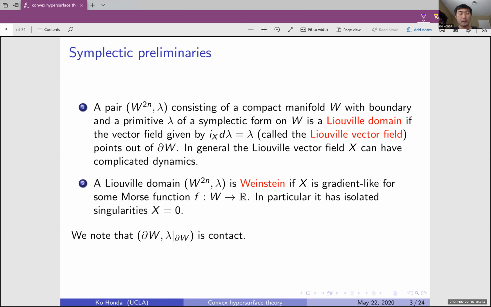I won't say much more about this, but one of the important questions that people really don't understand very much is this distinction between Liouville and Weinstein. So somehow, what's the borderline between Liouville and Weinstein? How can you get from one to the other?